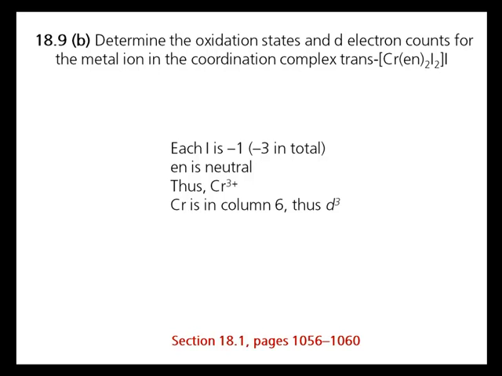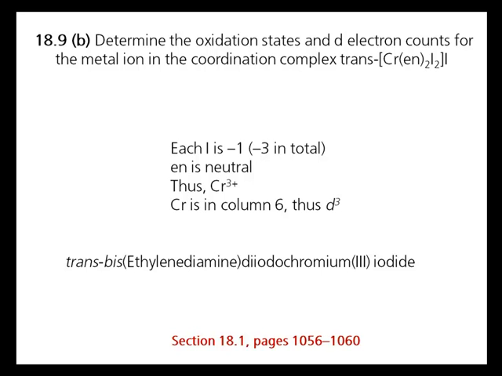Chromium is in column number 6 of the periodic table, and so the neutral chromium atom would be s2d4. To make the 3+ ion requires removing both s electrons and one of the d electrons, and thus there are 3 d electrons in the chromium atom in this complex. And the proper name for this is trans-bis(ethylenediamine)diiodochromium(III) iodide.